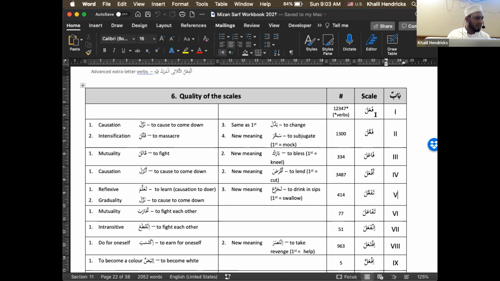One of the very common words in the Quran. Like sadaqa on the first bab means to be truthful. But saddaqa means what? To cause someone else to be truthful, or to deem someone else truthful. So someone speaks, saddaqa means that you deem them to be truthful.